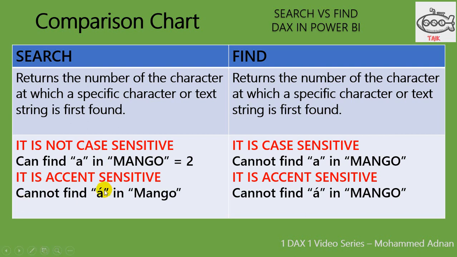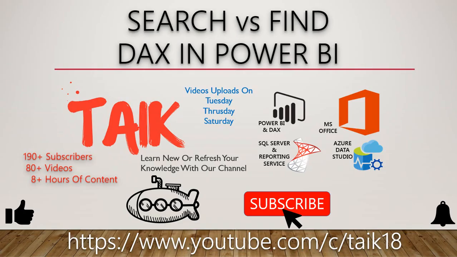Like the same, both of them can't find the accent character, like this character cannot be found in this one. I hope you got a brief idea about the difference between the SEARCH and FIND DAX functions in Power BI.